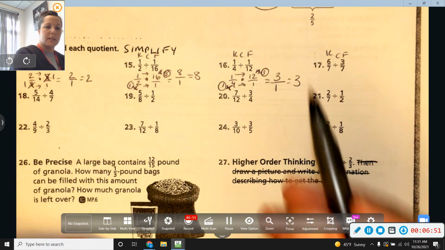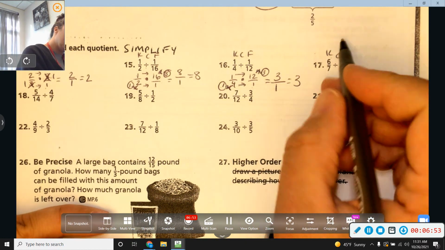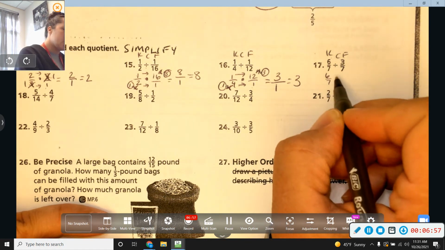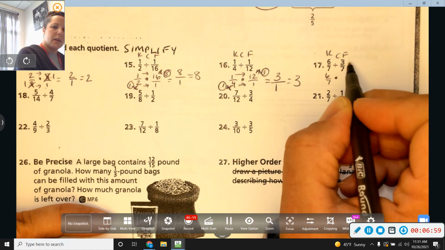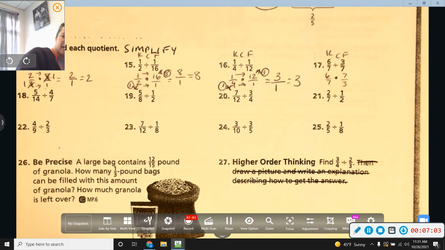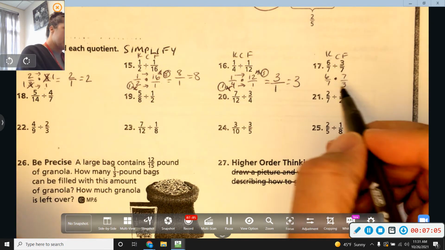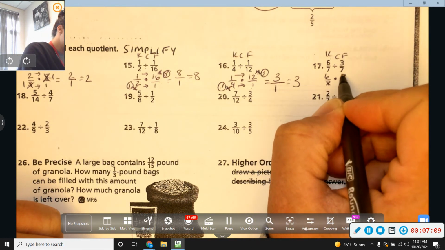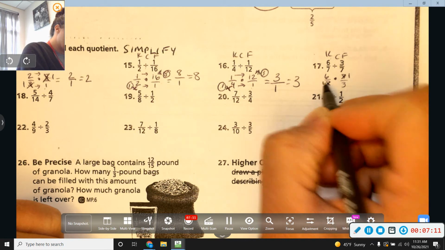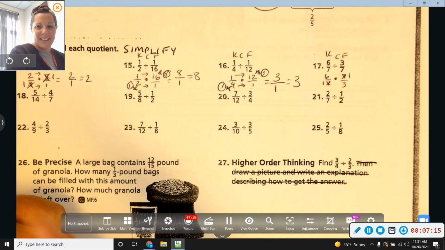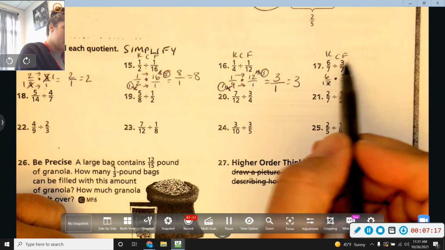Let's do 17. Keep 6 over 7. Change to times. Flip to 7 over 3. Okay, my favorite thing happened. I have 7's that are the same. So I cross off my 7's and make them 1's. That's the best reduction I can do. It's the easiest, when you have two numbers the same.